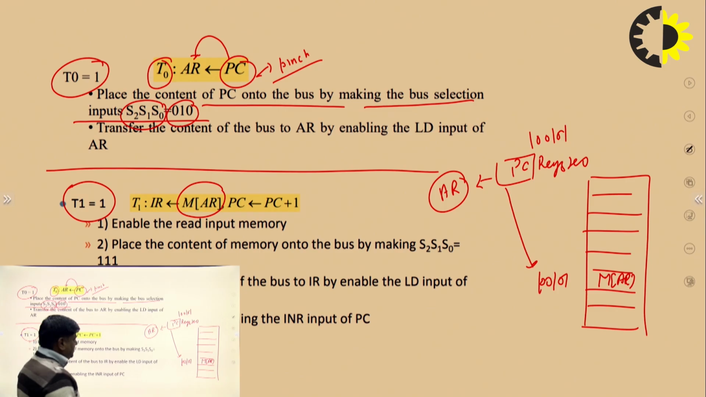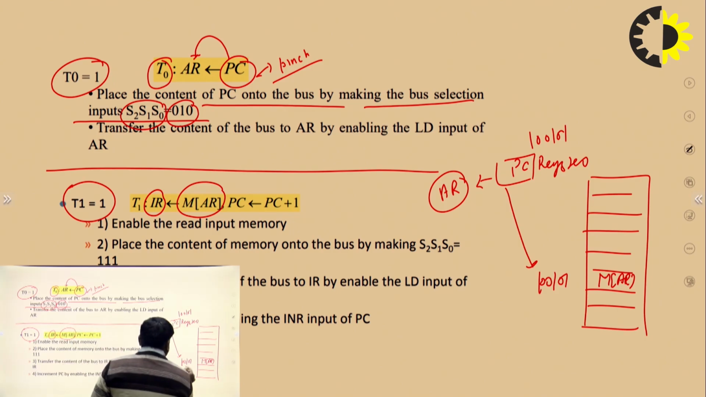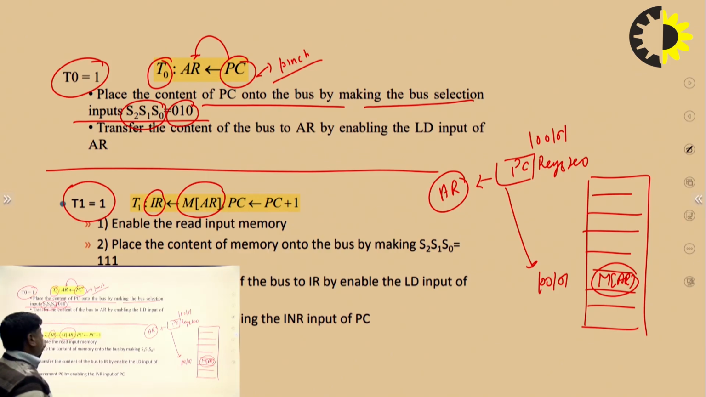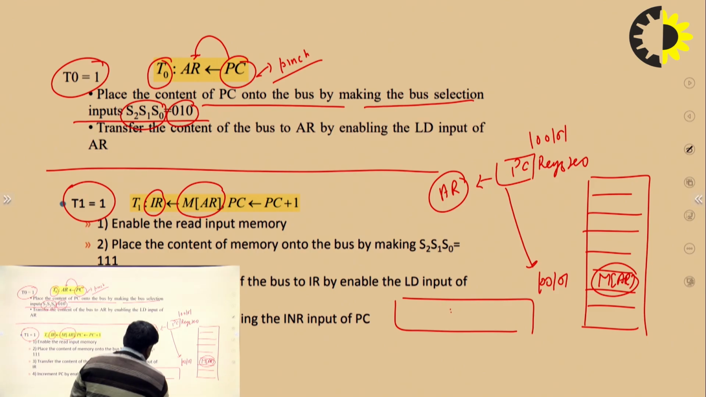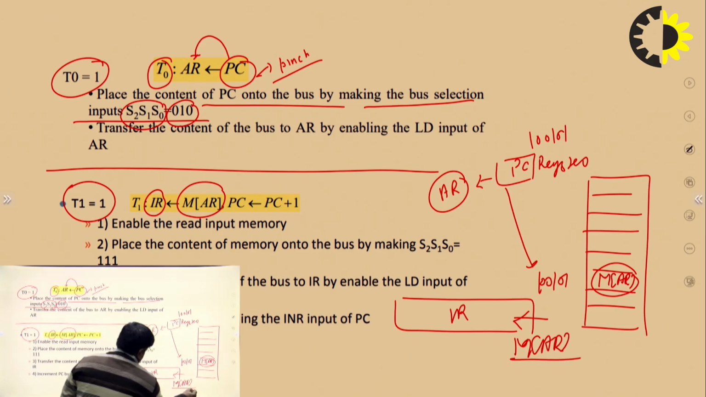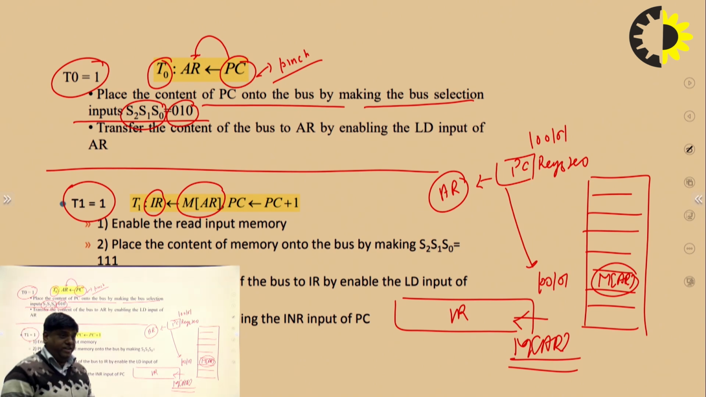Now, in the second step, the memory of the address is transferred into another register. This data is transferred into one special register, that is the IR. In the IR, we transfer the memory of the address register, and the role of the PC is finished.